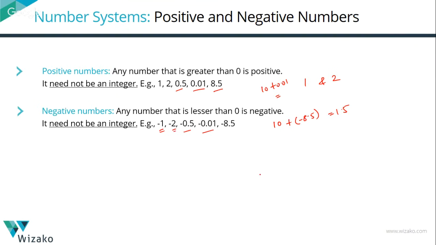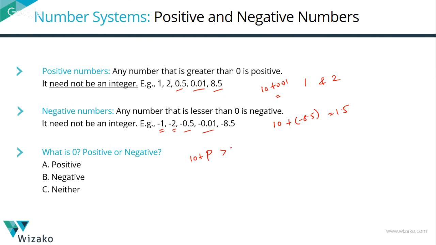That is what is known as a negative number. Obvious question, if you have not guessed it by now, what is 0? Is 0 positive or is 0 negative? Definition of a positive number is it should increase the value of the number. For example, if it's a positive number, 10 plus p will be greater than 10. If the number is a negative number, 10 plus that negative number will be less than 10. The value will go down.